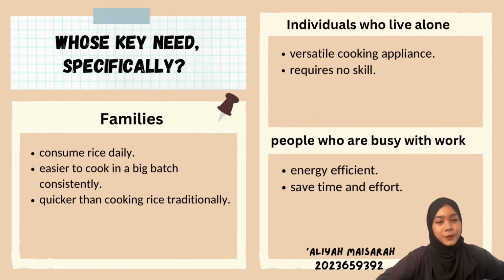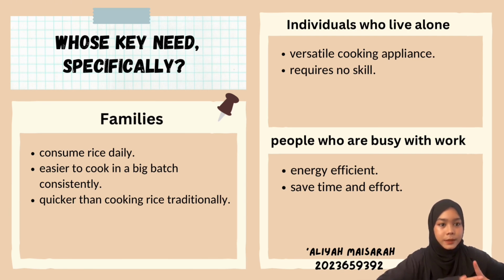The next is who needs it specifically. So there are two types: families, people who live alone, and people who are busy with work. Families usually consume rice daily for every meal, morning, evening, and dinner. So a rice cooker makes it easier to cook in a big batch consistently compared to using a normal pot, and it is much quicker than cooking rice traditionally.